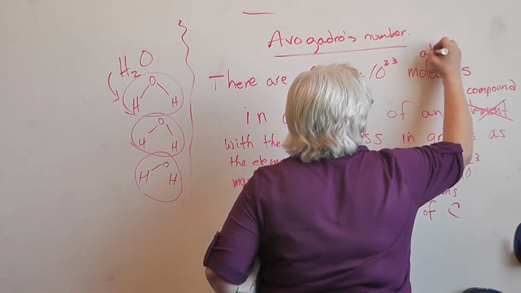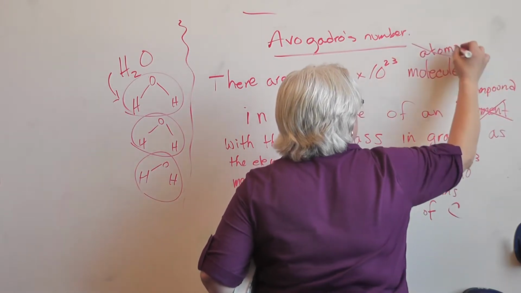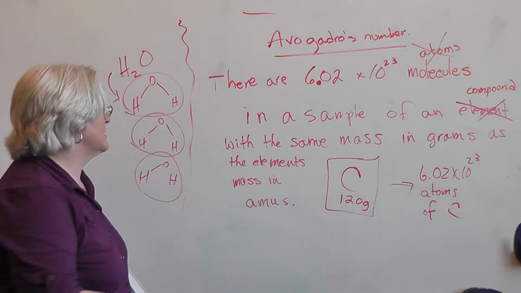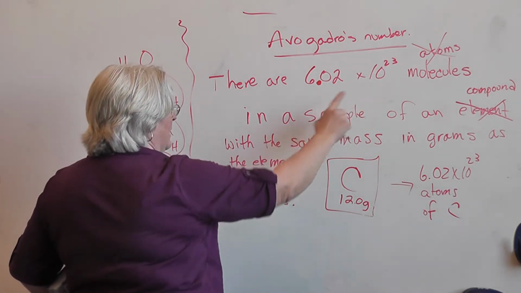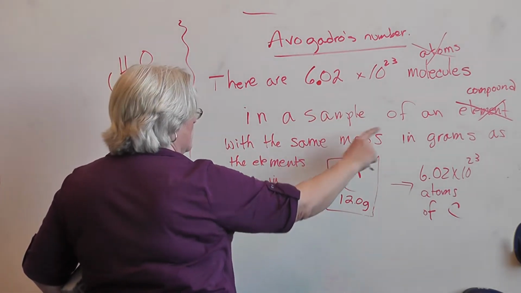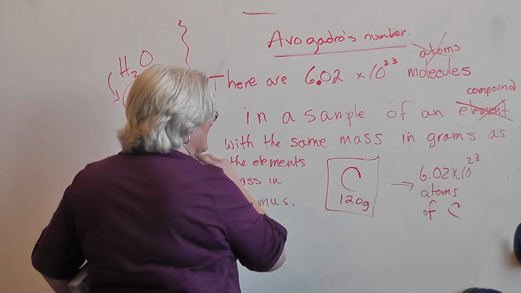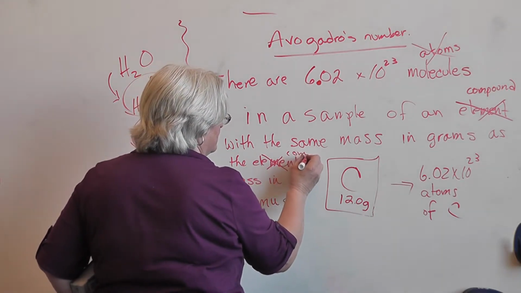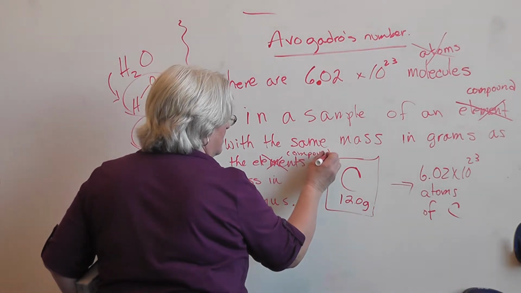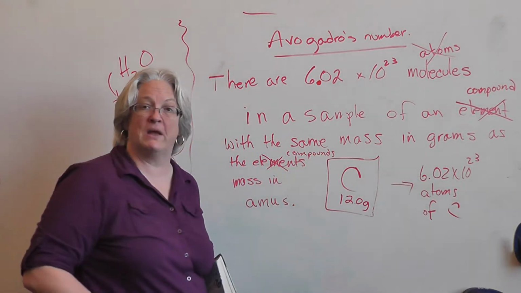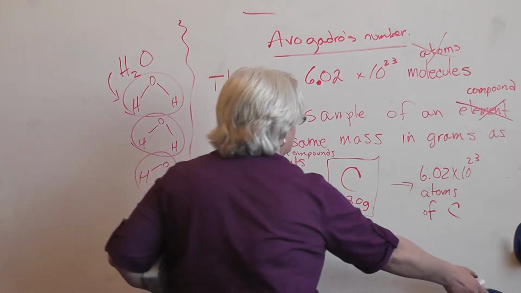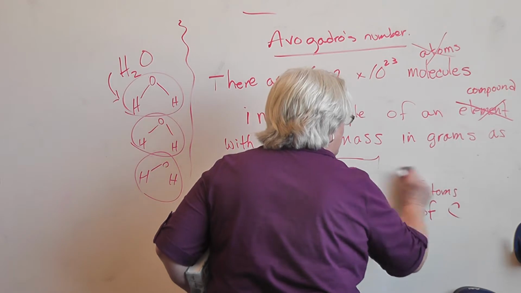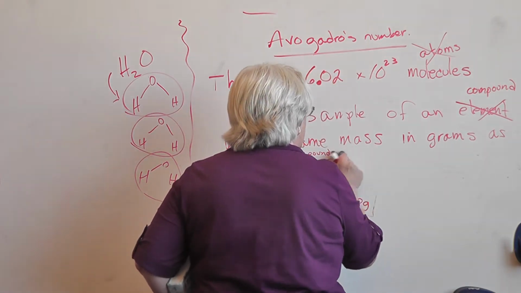This was atoms, but we're going to change that. Avogadro's number of molecules in a sample of a compound with the same mass in grams as the compound's mass in AMUs. Now let's think about this. And let's go ahead and use this example of water and hydrogen.